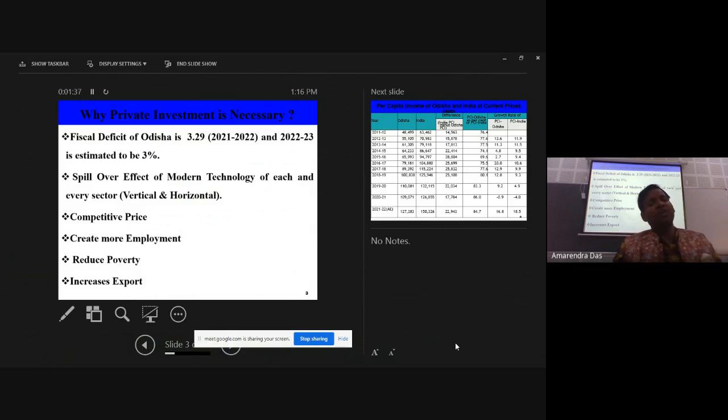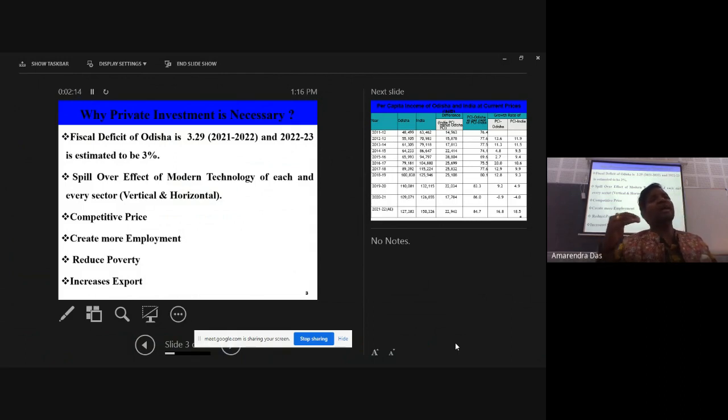The second merit of private investment is that it has a great spillover effect. In the international trade literature, there are two types of spillover effect: vertical and horizontal. When investment comes to a particular sector, that sector benefits, and the other sectors providing inputs to it also expand in terms of employment, productivity, and so on. That's why international trade theory says it has a great spillover effect.